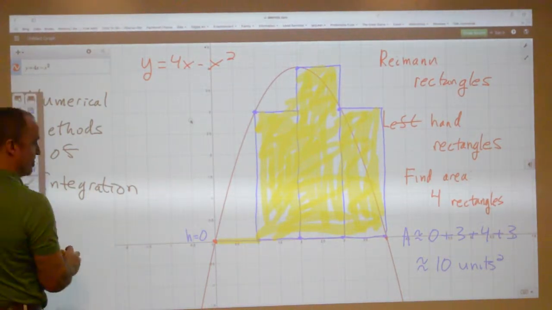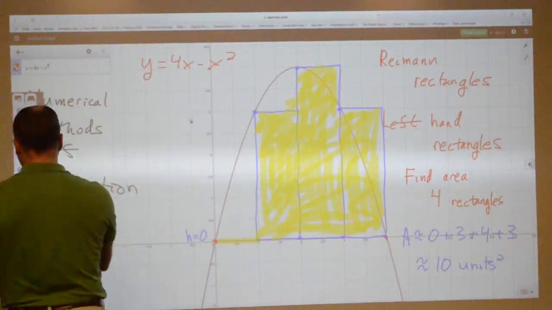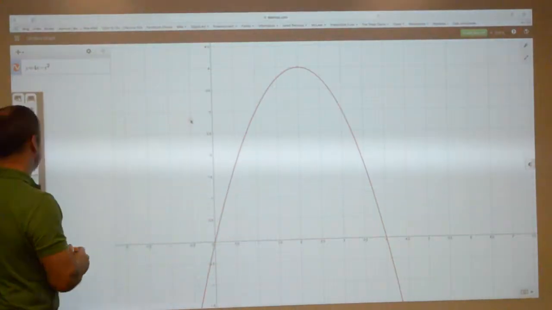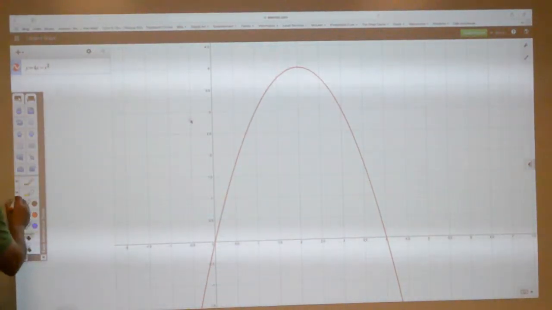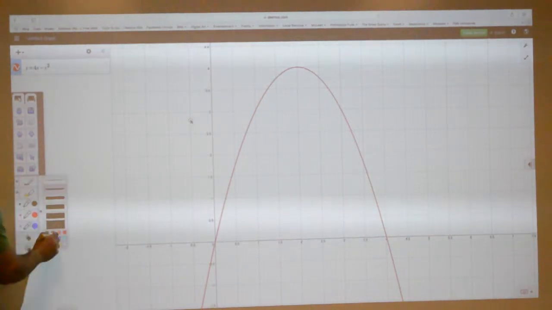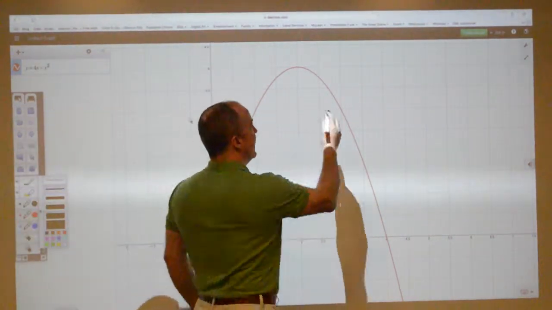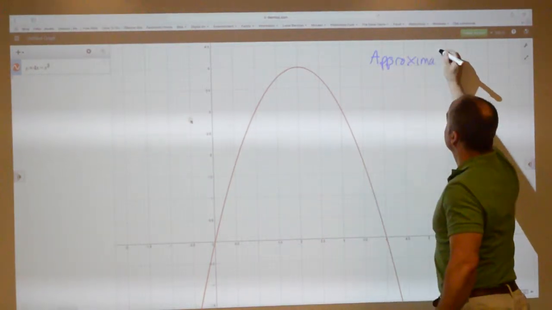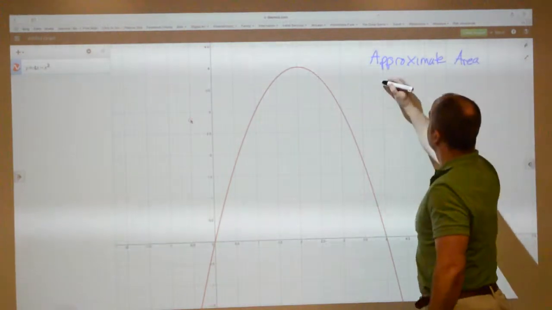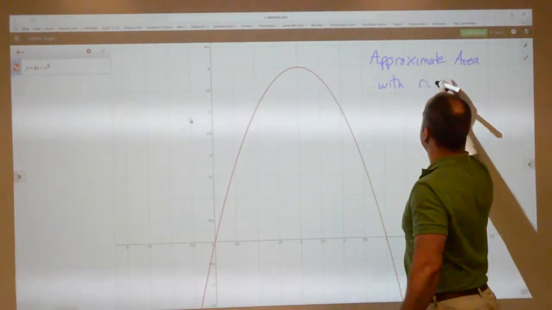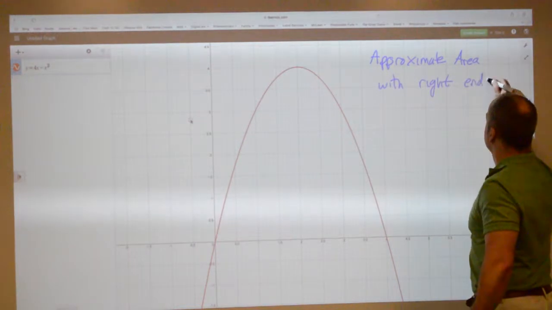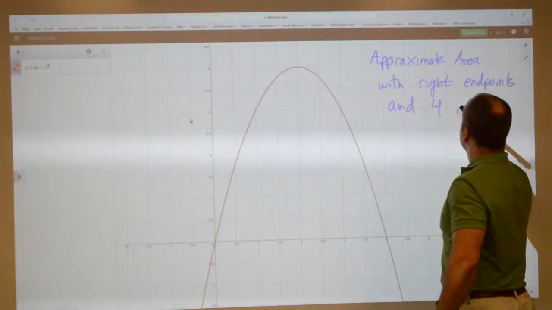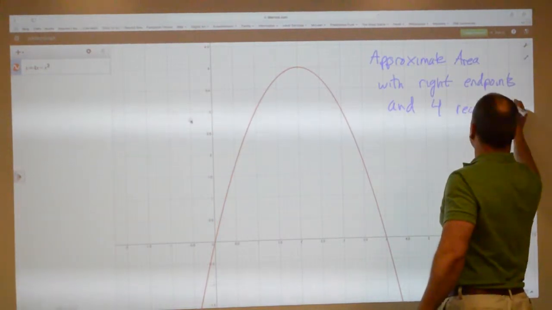Now, let's see. Start over. Okay, now, same thing. All right, now, we're going to approximate area, Jordan, with right-hand endpoints, with right endpoints. Same one? Yep. Wouldn't it be the same? I don't know, will it? Are you sure? No. And 4 rectangles.